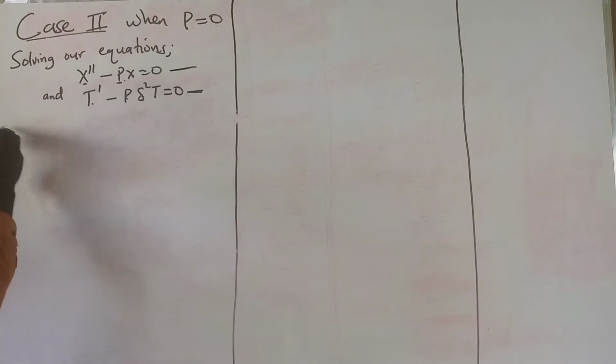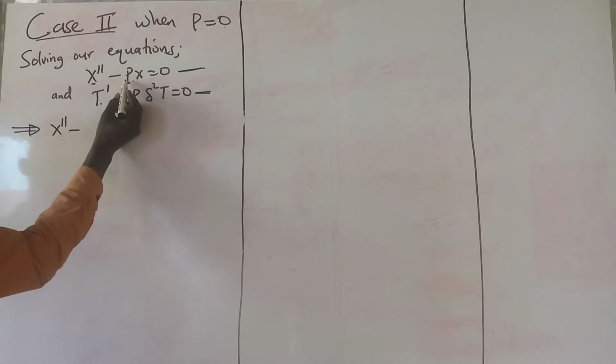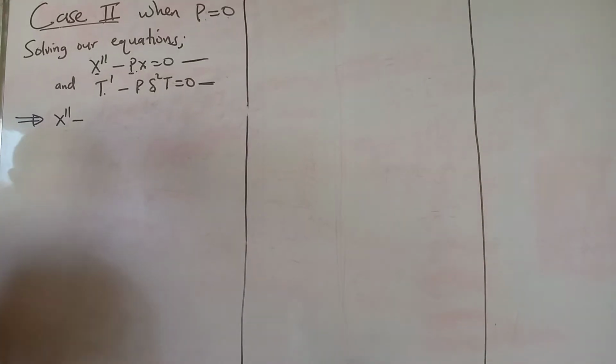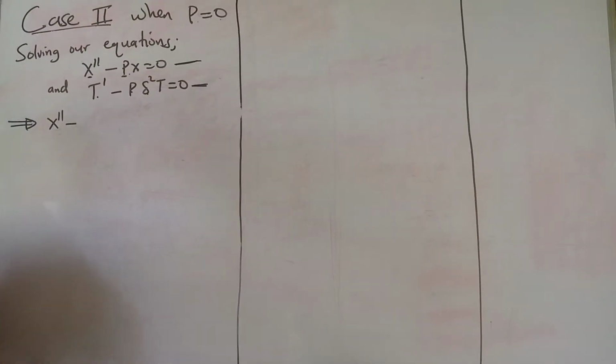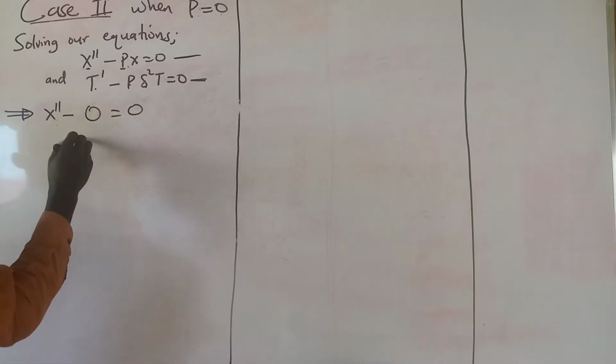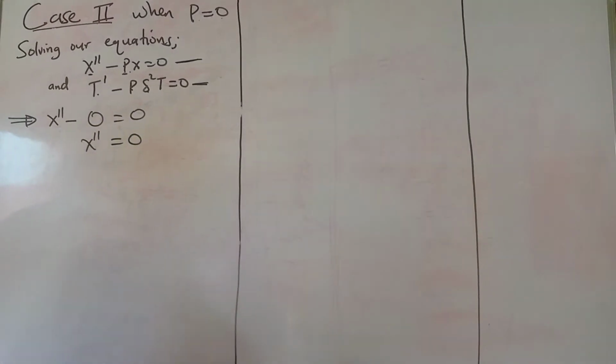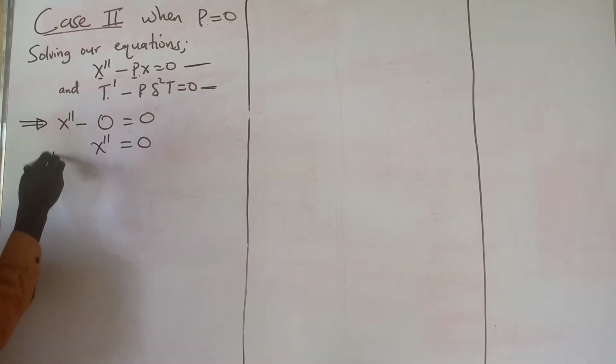Let's solve the first equation. X double prime minus P, I'm going to put 0, because our case is saying when our constant P is equal to 0. So it's minus 0, same as 0, meaning x double prime is equal to 0. So we can get x from here by integrating. If you integrate this, what do you get?